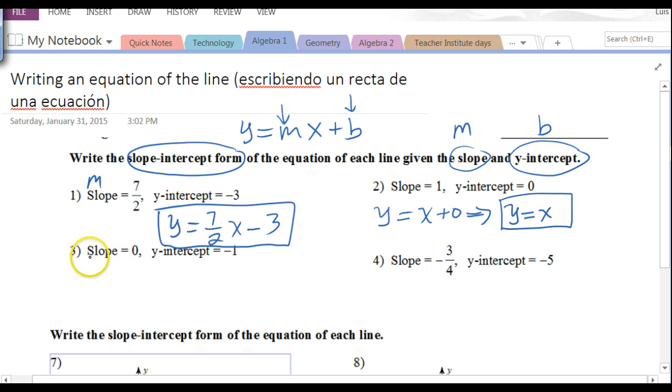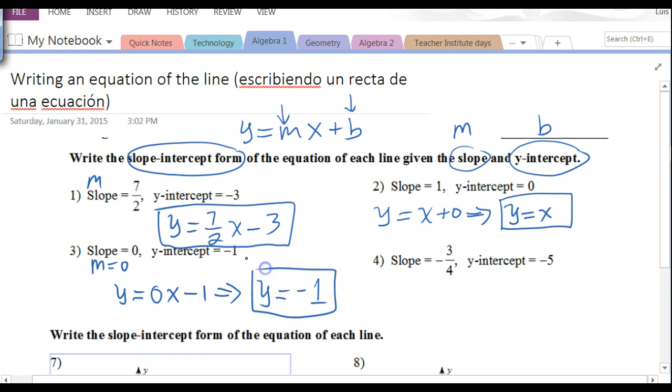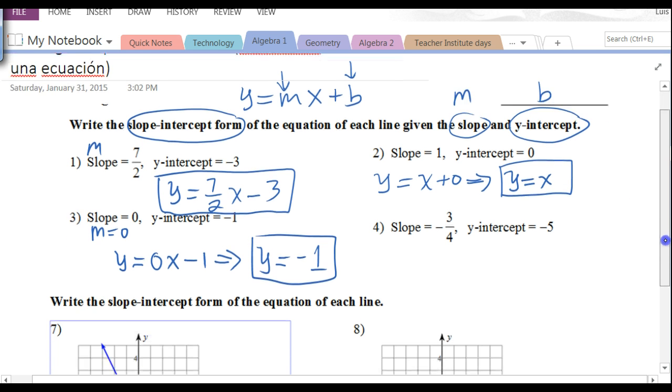Okay, the slope is 0. In this case, the slope is 0, right? I can write it like this: 0x minus 1. 0 times any number, you're always going to get 0. So your answer reduces to y equals -1. And that's it. Alright, let's go with the next one.